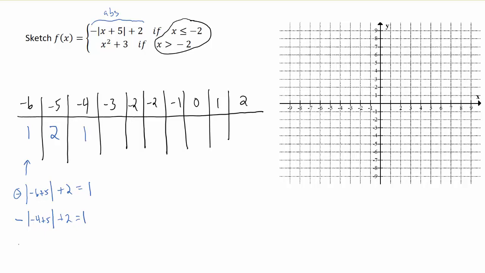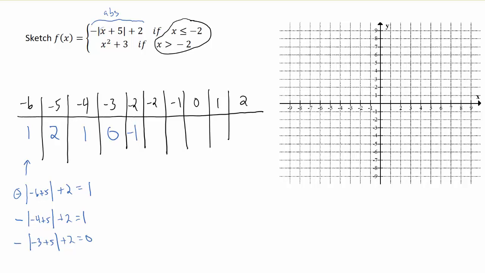If x is -3, let's see, I'd have -3 plus 5. That's 2, the absolute value of which is 2. Change the sign. -2 plus 2 is 0. And if x is -2, we go through the arithmetic here, I'd have -2 plus 5 is 3. The absolute value is 3. Change the sign. -3 plus 2 is -1.